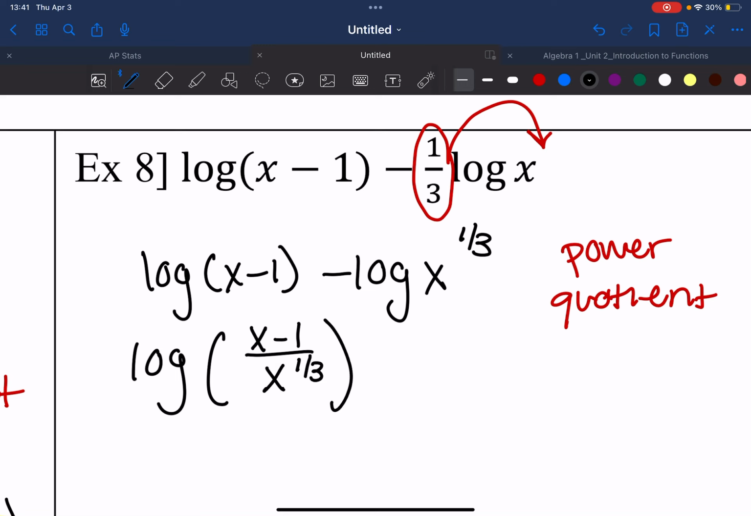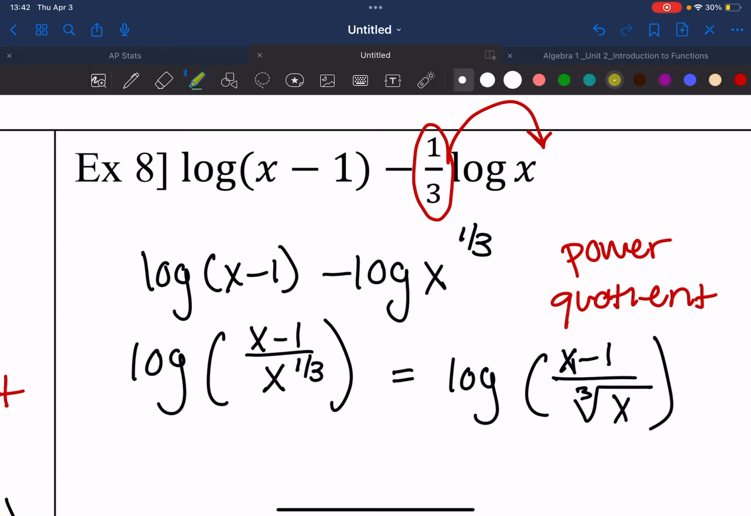Well, if you recall from last unit, we talked about radicals and how radicals can also be written as exponents, where that denominator is the root of our radical. So since we have x to the 1/3 power, that's the same as saying the cube root of x. So I'm going to rewrite this as log x minus 1 divided by the cube root of x. And that's my answer.